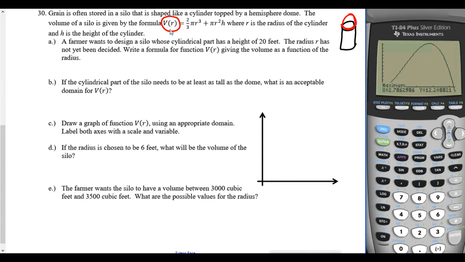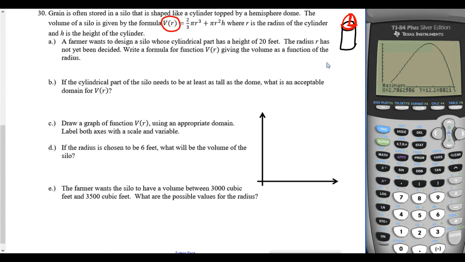Based on the radius, it's 2/3 pi r cubed plus pi r squared h, where r is the radius of the cylinder and h is the height of the cylinder. Now you should realize whatever the radius of the cylinder is, that's going to be the radius of the hemisphere on the top as well, right? So I gave you that formula so that you didn't have to figure it out.